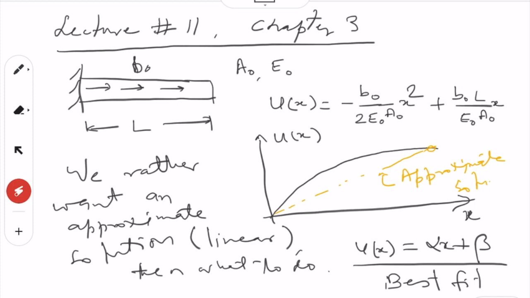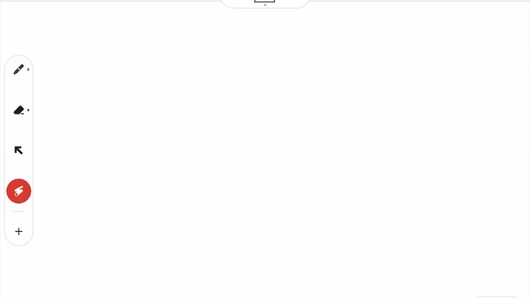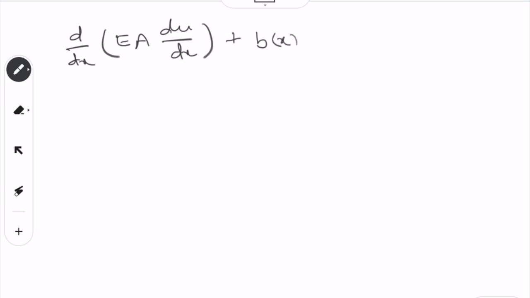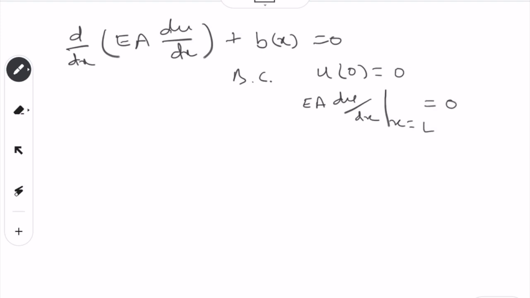Okay. Now, we have to go back to the differential equation, and if you remember from the last lecture, the differential equation was d over dx of E A du over dx, plus B x equal to 0, okay, along with some boundary conditions. The boundary conditions we had were u 0 equal to 0, which is the essential boundary condition, and E A du over dx at x equal to L is also equal to 0, and E was equal to E naught, A equal to A naught, and B x equal to B naught. So this was also given.